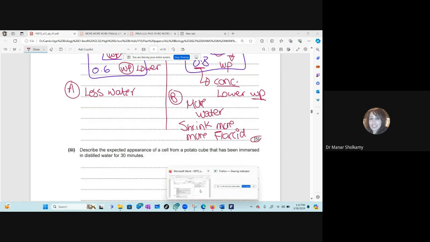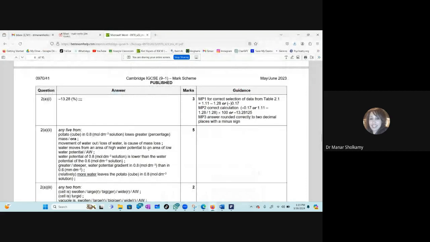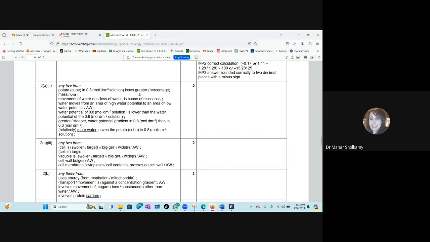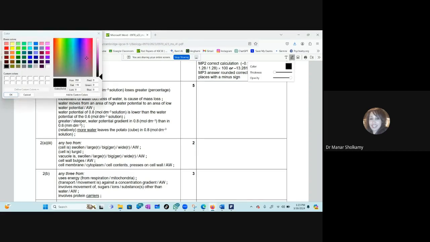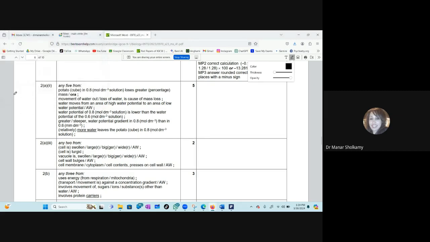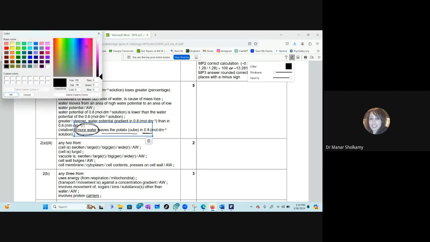Let's look at the mark scheme. Okay, here is the mark scheme. It is very clear. You have to mention the only difference between them, which is that more water will be lost. More water leaves the potato tube that is more concentrated, the 0.8 mole per decimeter cubed. Do you understand where the problem is? You understand things when we explain it together, but sometimes things just don't cross your mind.